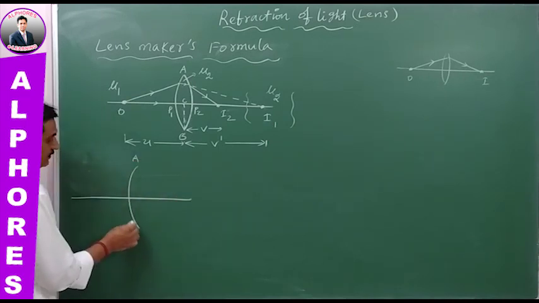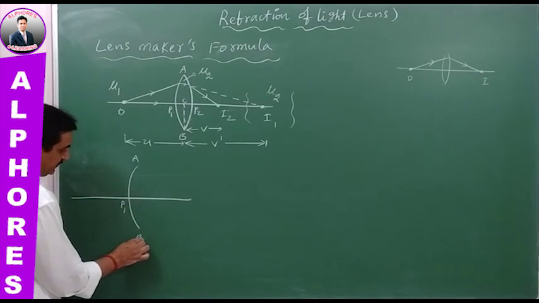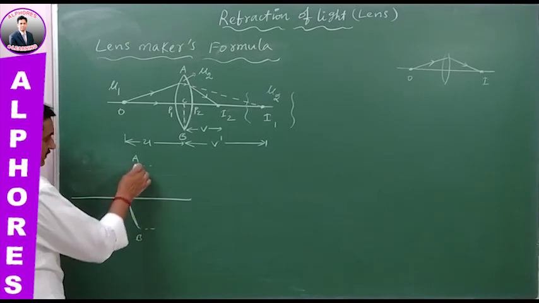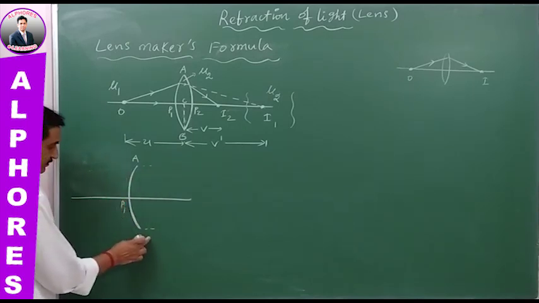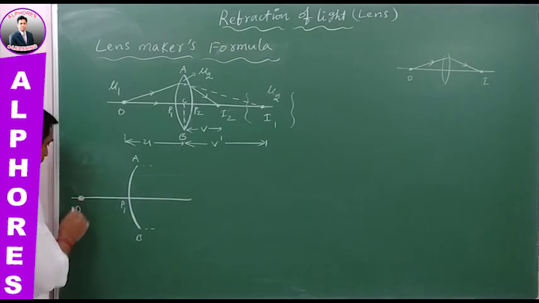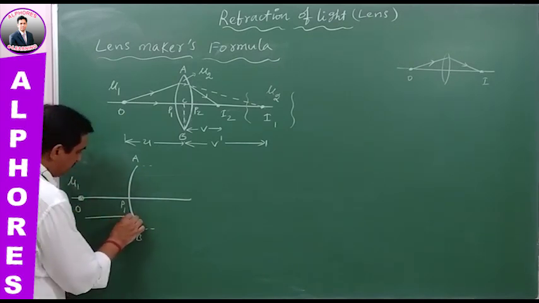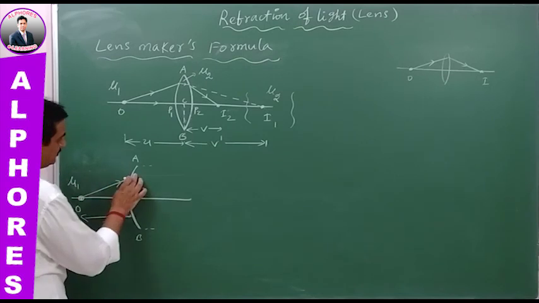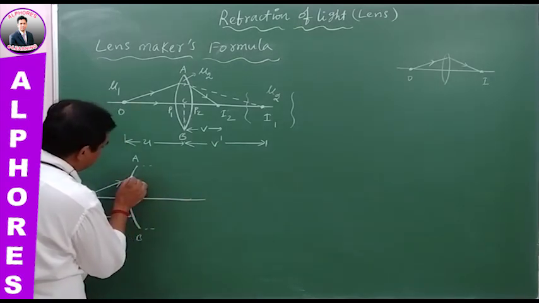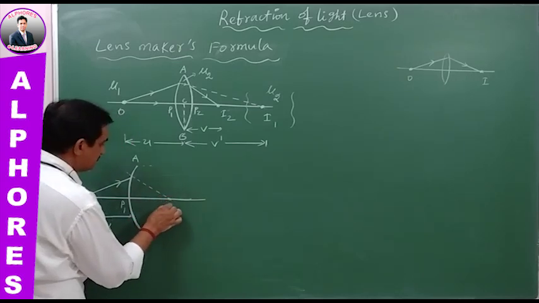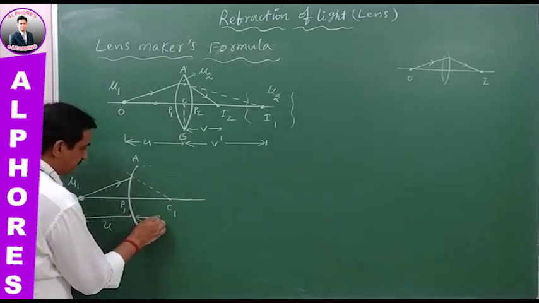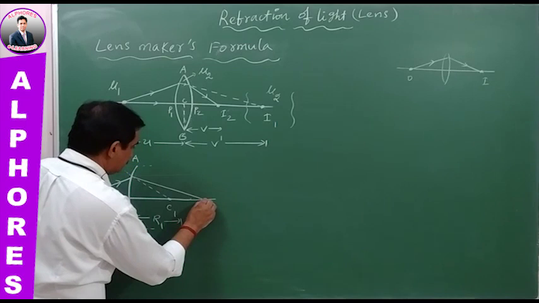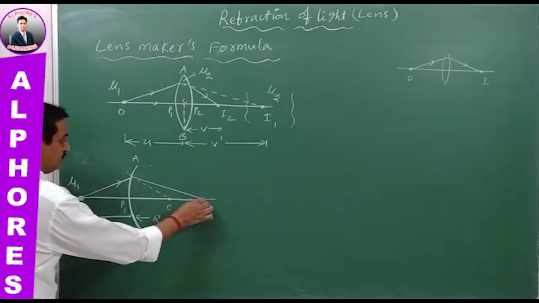See, this is P1, this is B. This is the first refracting surface, that is AP1B. The object is kept here, in the first medium whose refractive index is mu 1. This is u, and the light incident on it undergoes refraction. This is center C1, its radius of curvature say R1. Now its corresponding image is formed somewhere here, so this is I1.